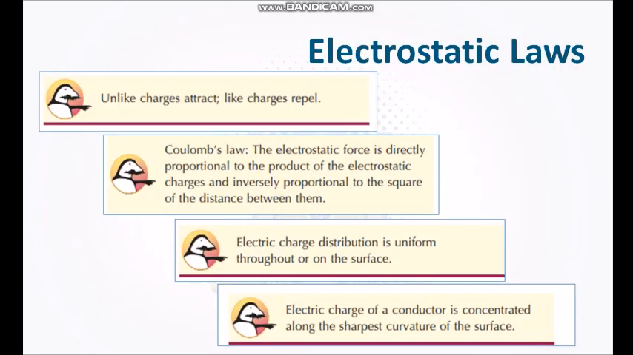According to the laws of electrostatics, number 1, unlike charges will attract, like charges will repel. Number 2, in Coulomb's law, electrostatic force is directly proportional to the product of the electrostatic charges and inversely proportional to the square of the distance between them. Number 3, electric charge distribution is uniform throughout or on the surface. And last, the electric charge of a conductor is concentrated along the sharpest curvature of the surface.